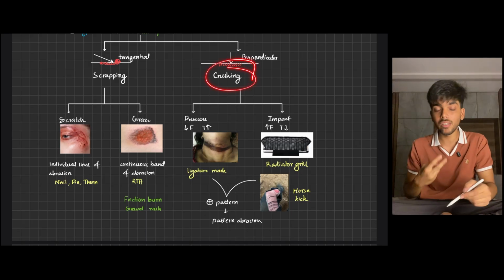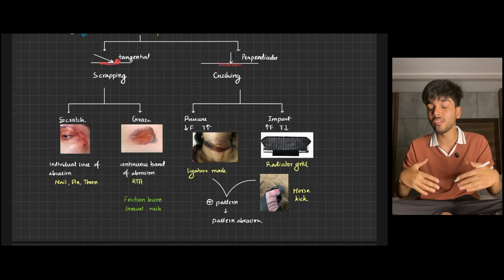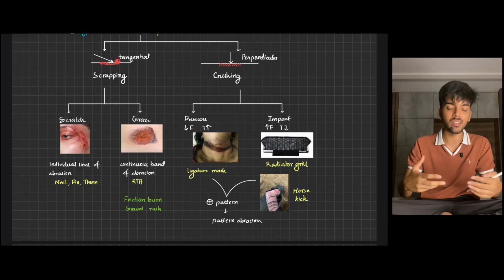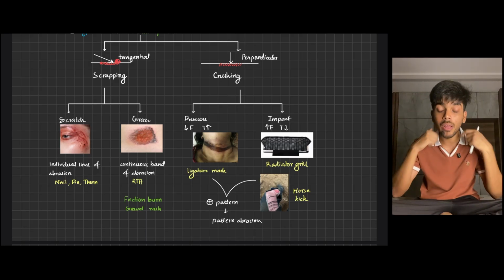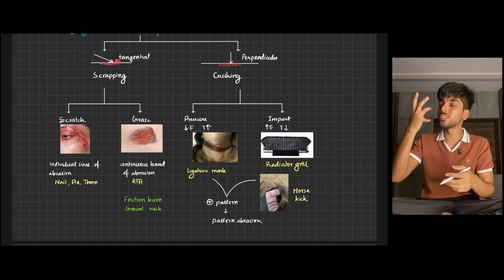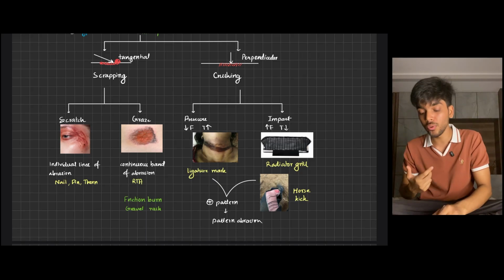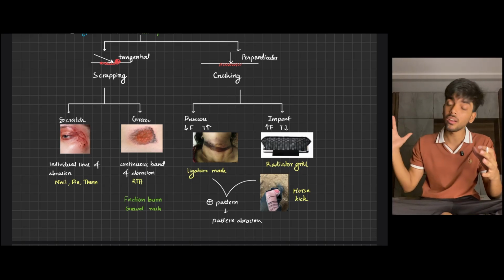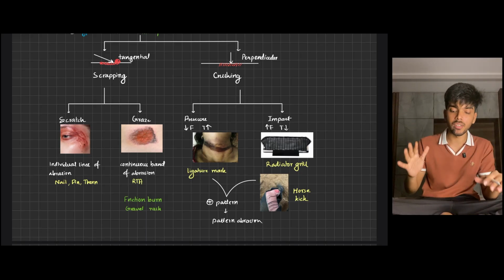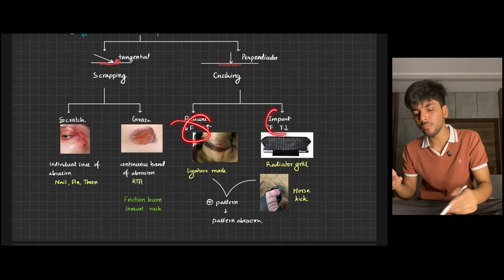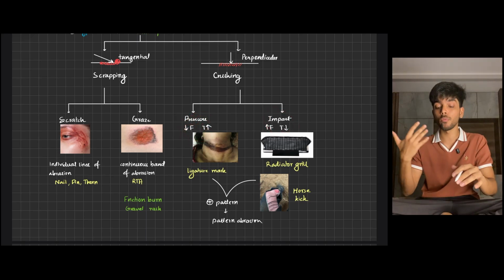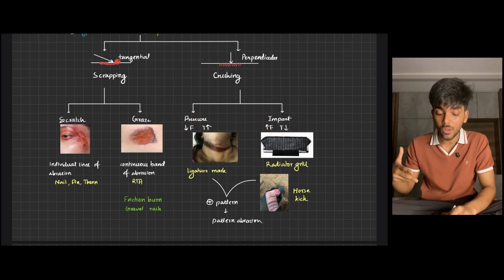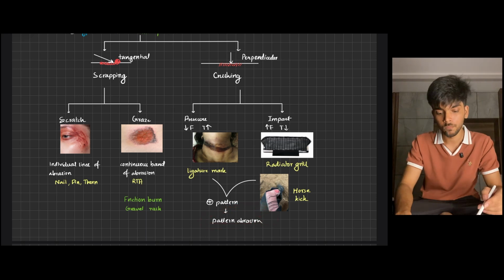The crushing abrasion is of two types. If there is less pressure applied for a long period of time, it leads to pressure abrasion. For example, ligature mark in hanging. Or if large force is applied in a less period of time, it leads to impact abrasion, like when a car hits you and the radiator grill leaves a mark on your body due to impact abrasion. Be it pressure abrasion or impact abrasion, if it creates a pattern over your body, pattern of abrasion, it is referred to as a patterned abrasion.